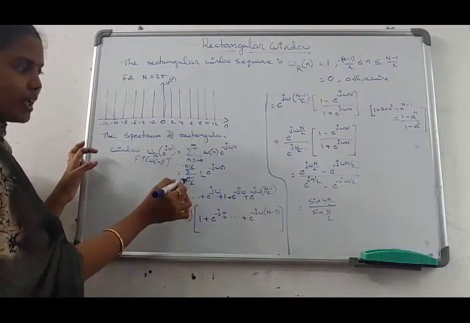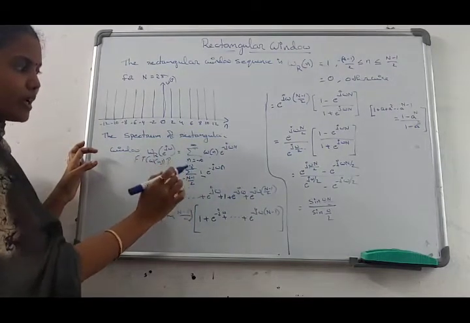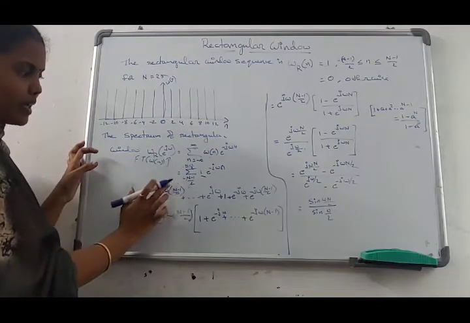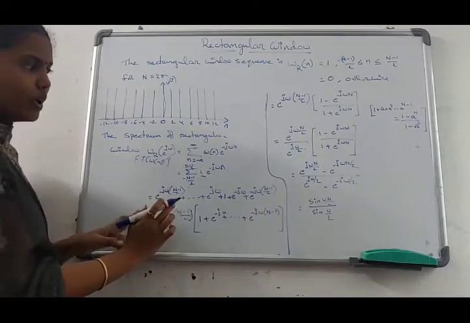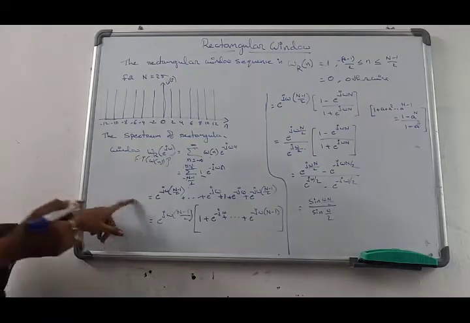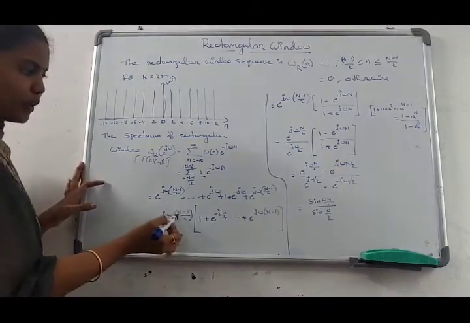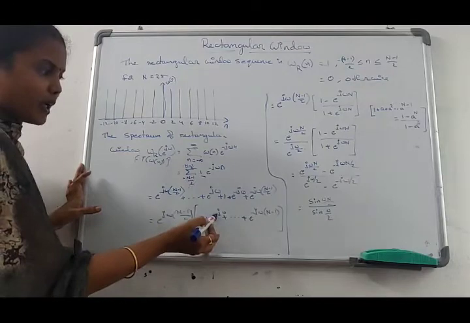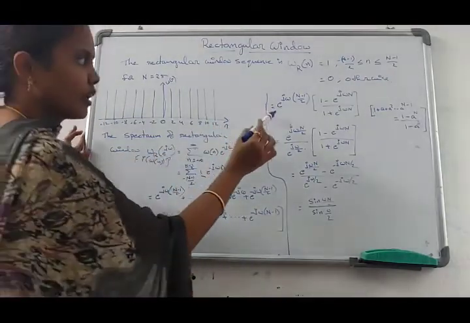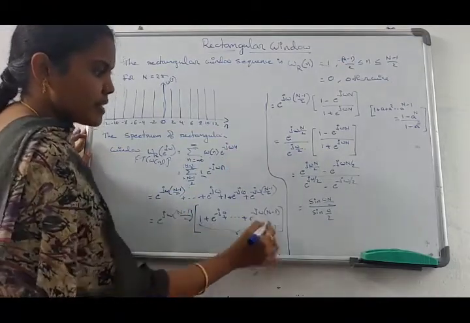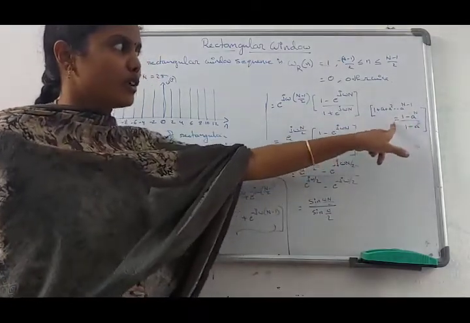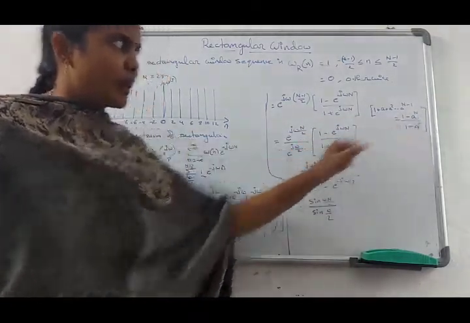Now substitute from minus (N minus 1) by 2 to (N minus 1) by 2. I substitute first minus (N minus 1) by 2, then the next term, and so on up to e power minus j omega of (N minus 1) by 2. Taking e power j omega of (N minus 1) by 2 common, we get 1 plus e power minus j omega and so on up to e power minus j omega of (N minus 1). This is a series 1 plus a plus a squared and so on up to a power N minus 1, which equals (1 minus a power N) divided by (1 minus a).